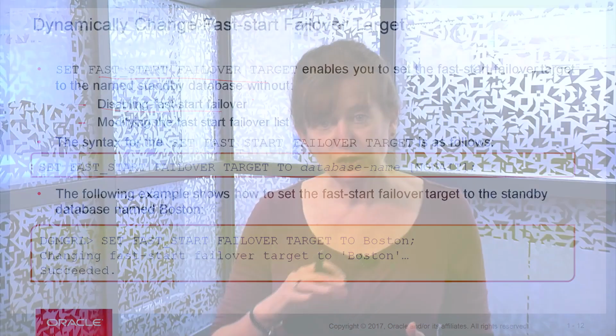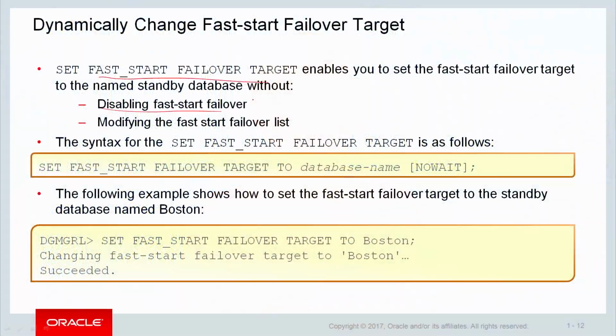The database that you want to point the fast-start failover at has to already be on this list though. You can't just install a new database. It must already be on the list. So the syntax for set fast_start failover target is as follows inside the broker: set fast_start failover target to, and then whatever your database name is. You have the option to say no wait, which means do it immediately now, or otherwise there could be some delay.